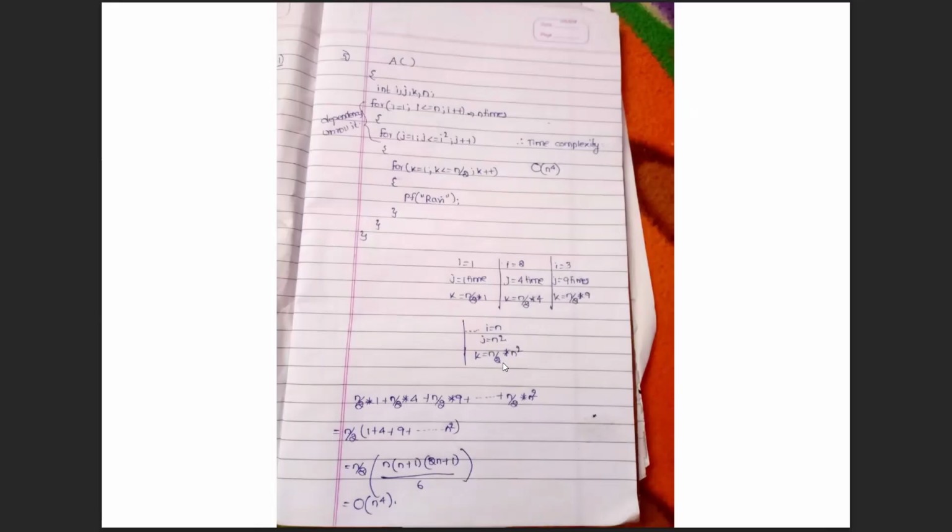i equal to n, j equal to... So whenever you run this up to n times, j value will become n square times and k value will become n by 2 into how many times this loop is running whenever I take the value i. So it will run up to n square times.